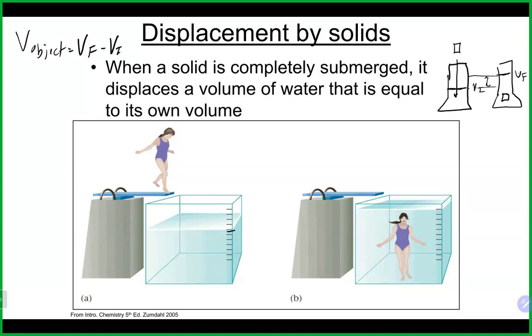So same idea here. Before she jumps in, the water's at an initial level. Once she goes in, which would be a solid object, the water rises to a final level. Again, if we take the difference in those two, that would give us the volume of the person that just dove in there. So that's a very common way to figure out the volume of a solid object, volume by displacement. Again, the solid will displace a volume equal to its own.